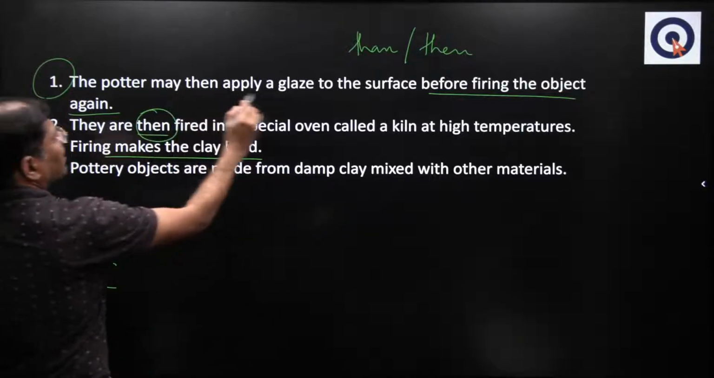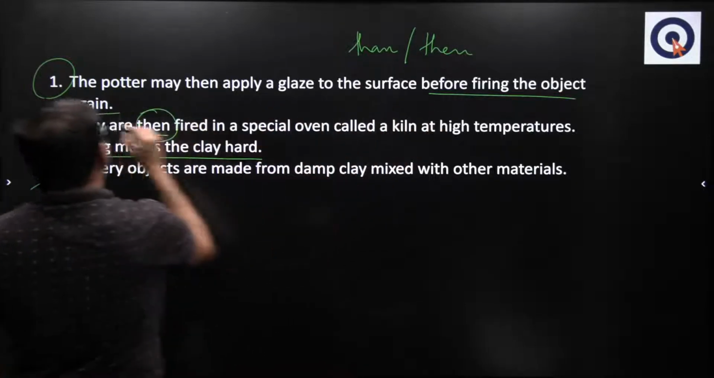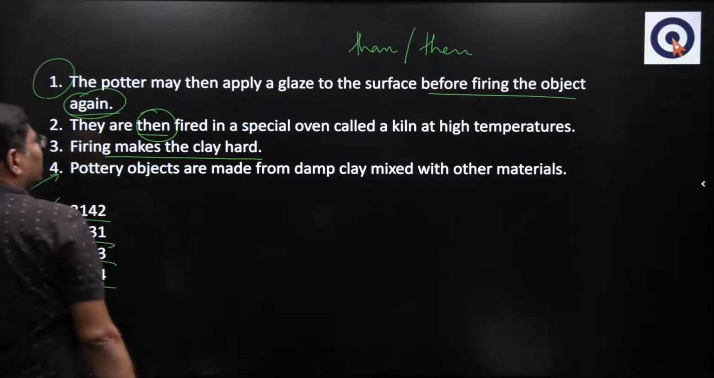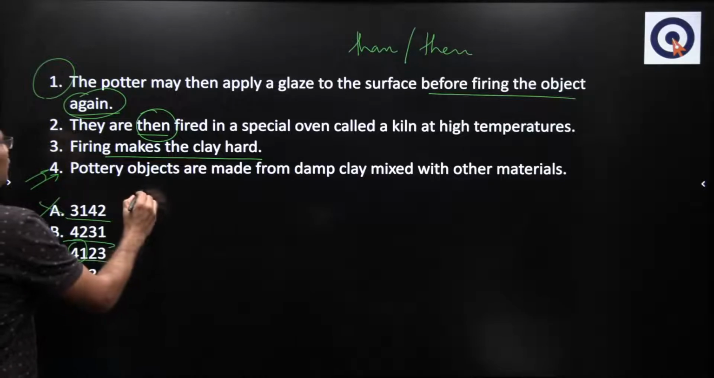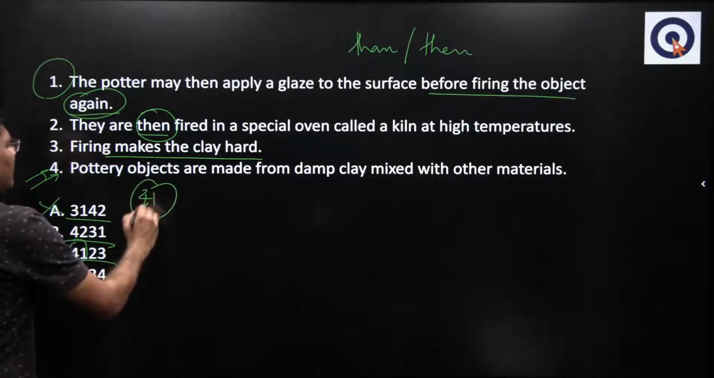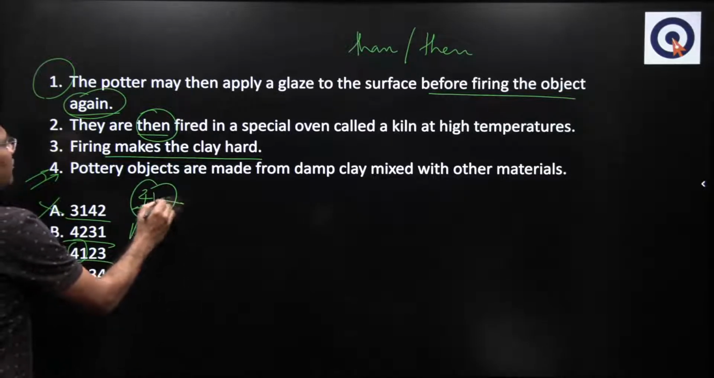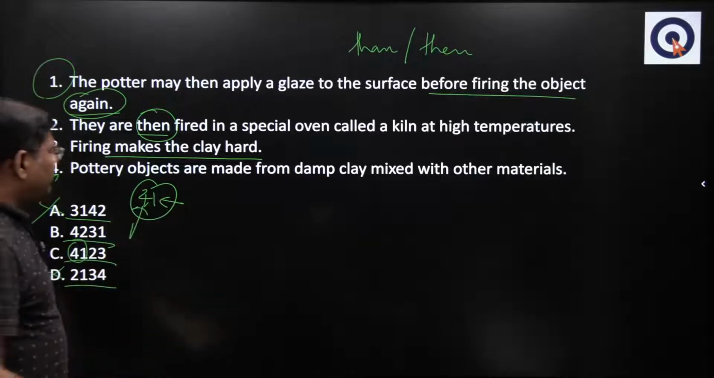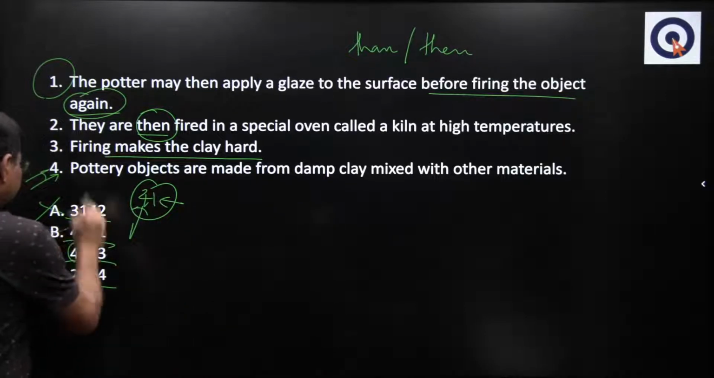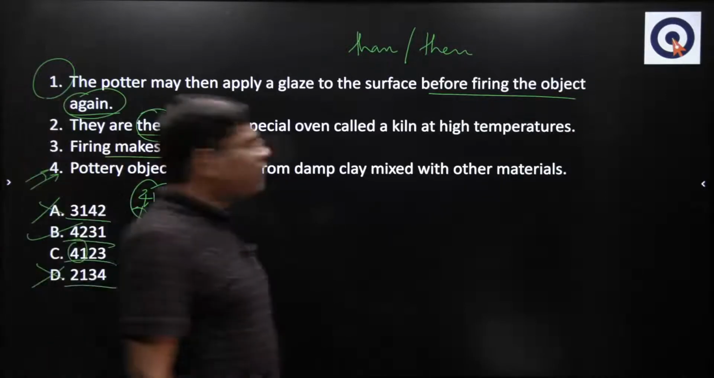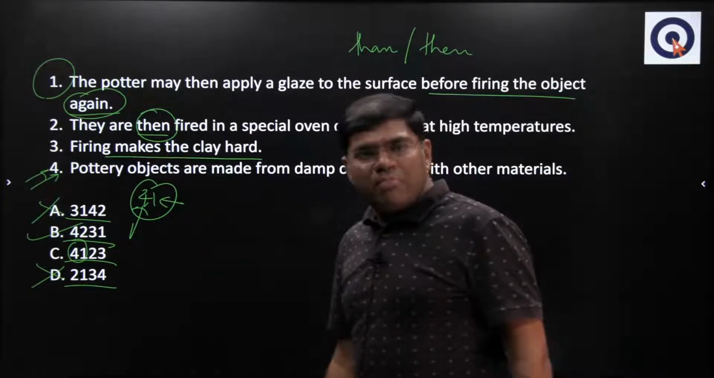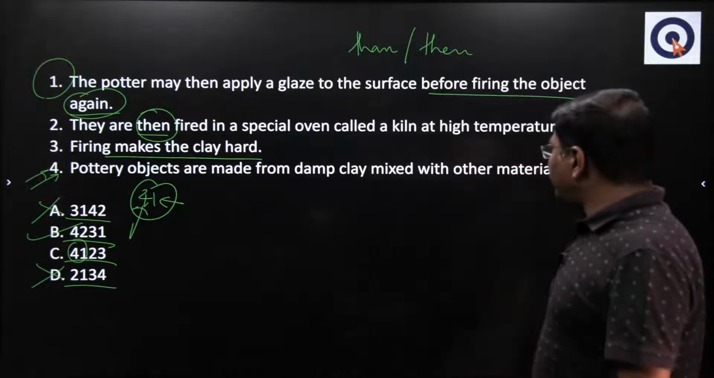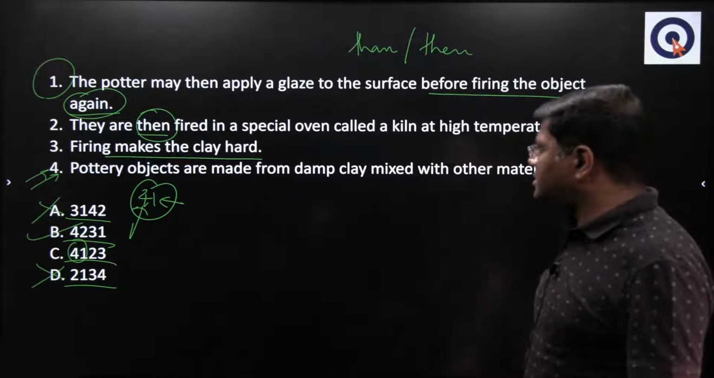The potter may then apply a glaze before firing the object again. This is basically a mistake, because here there is no firing happening. Then how can you say that 4, 1 is a pair? You're not firing in 4 and then you say in 1 that before you fire again do something. That means 4, 1 is not a pair, it is 4, 2 which is a pair. I hope you're following this. How would you go ahead with this? Pottery objects are made from damp clay mixed with other materials, right?